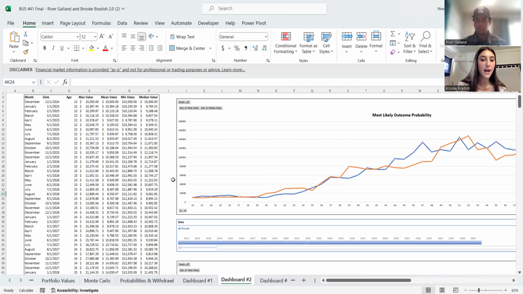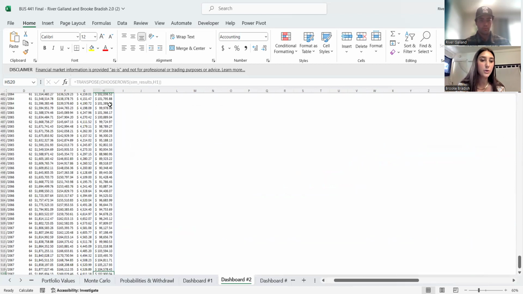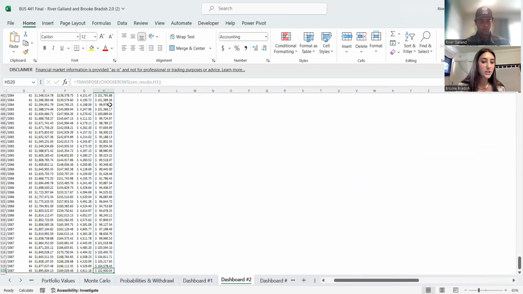Our next dashboard is based on our probability outcomes for our Monte Carlo simulation. You can see the table to your left has the maximum portfolio value for each run that we did, our mean, minimum, and median. So at age 22, you only have 10,000 invested in there, but that fluctuates as you reach age 65.